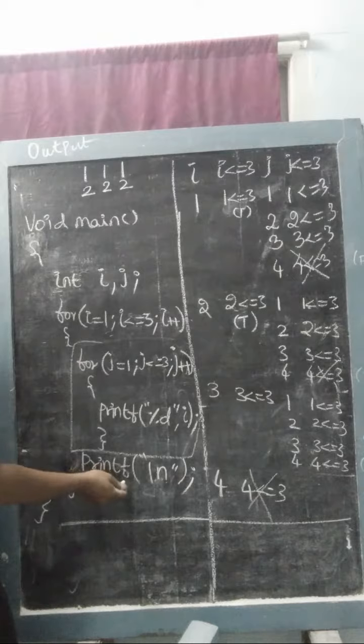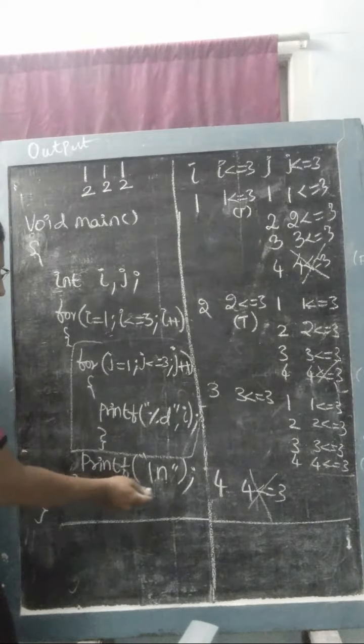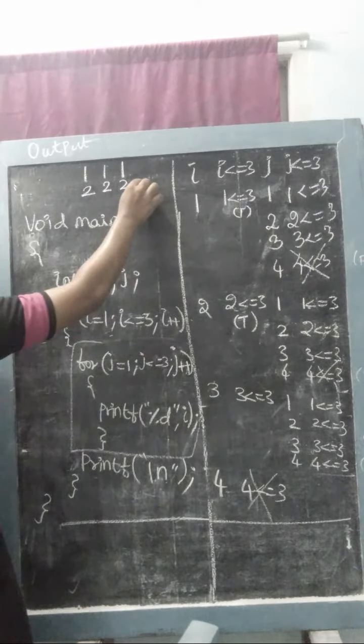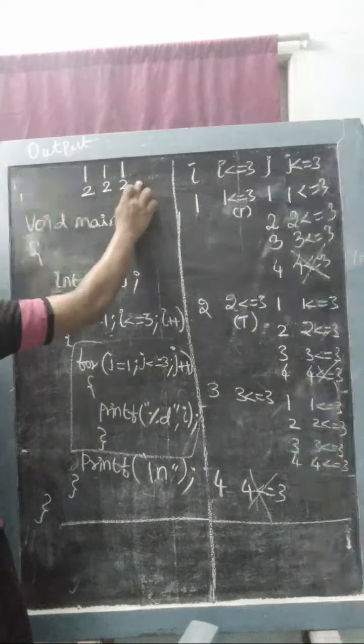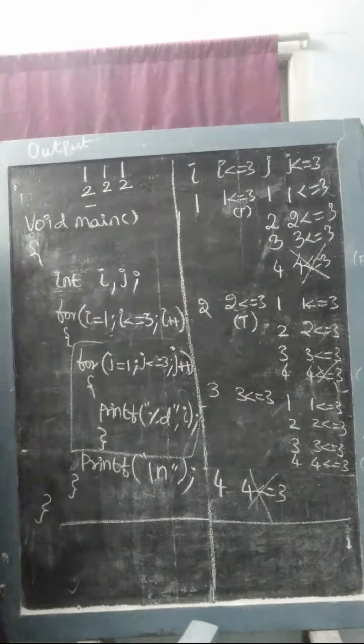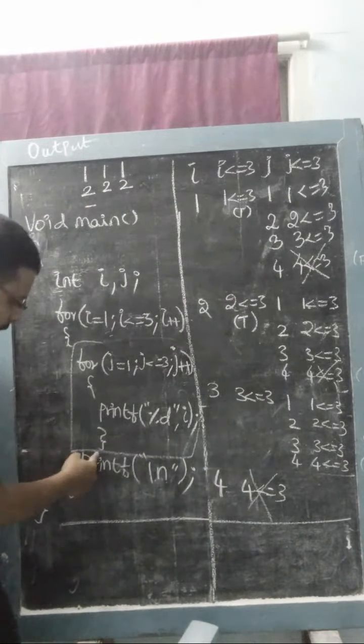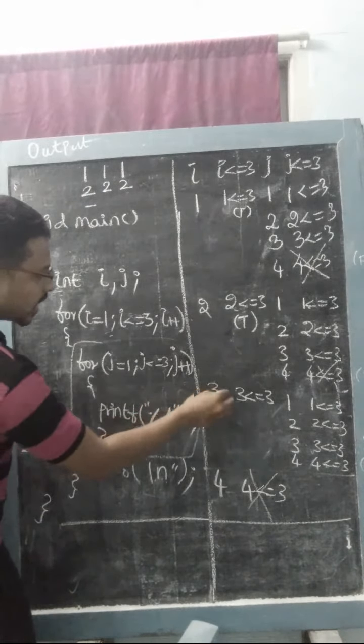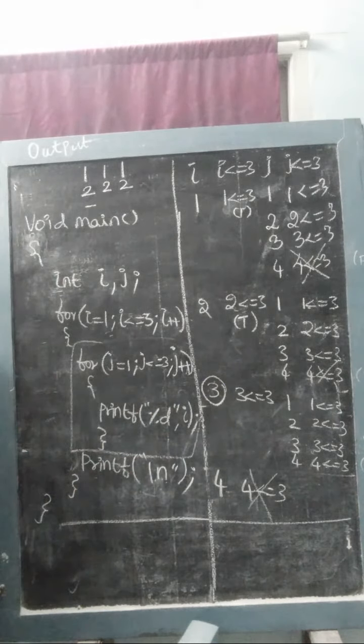Out of the loop, one statement is printf slash n. Slash n means the cursor will blink there, on the next line. So it comes out of the loop. After that, I is incrementing by 1, that is 3.